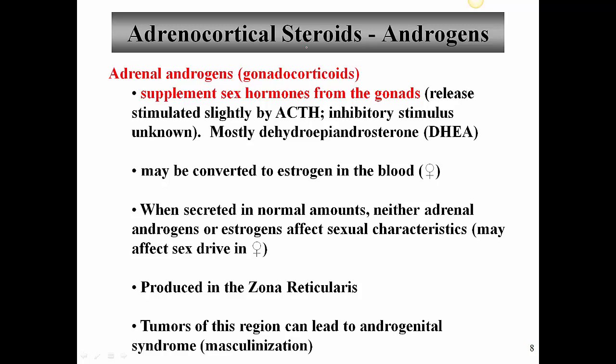The last class of hormones that we want to talk about for the adrenal cortex are the adrenal androgens. These are produced in the zona reticularis, which is the innermost layer of the adrenal cortex. And these are adrenal androgens, andros meaning male. So these are male hormones. These are also called gonadocorticoids. And what these do is to supplement the sex hormones that are produced by the gonads.